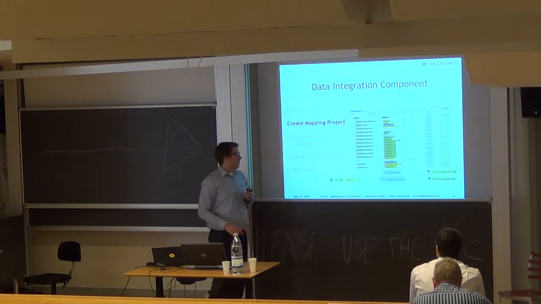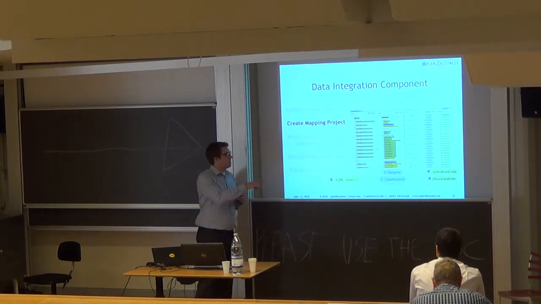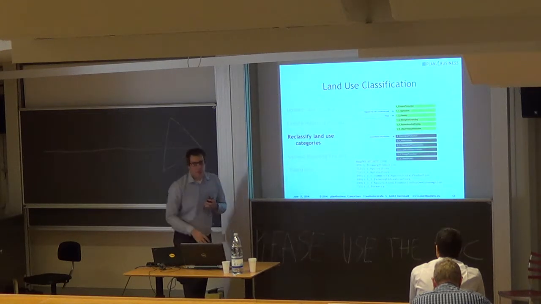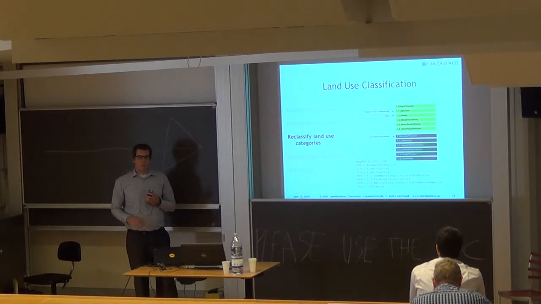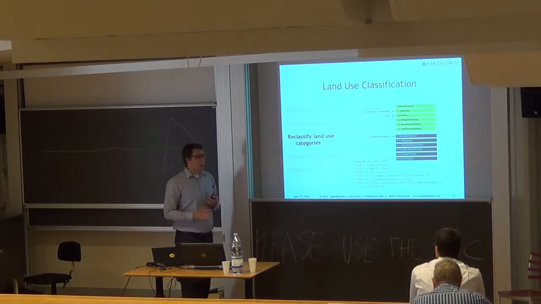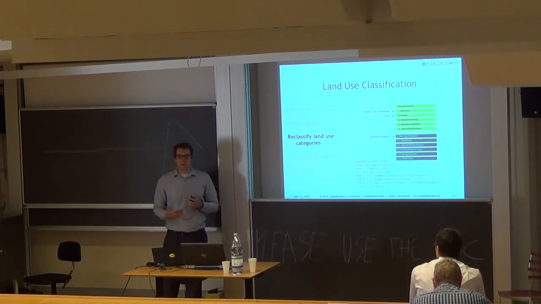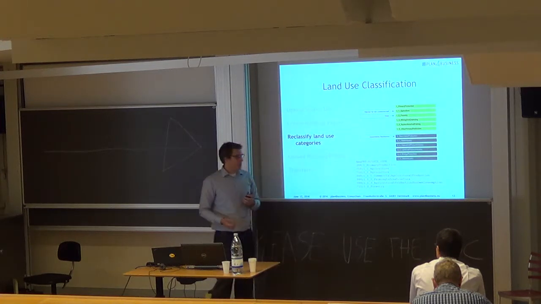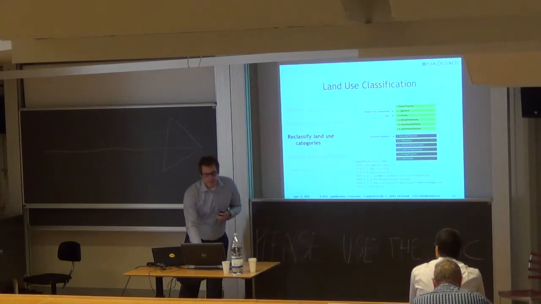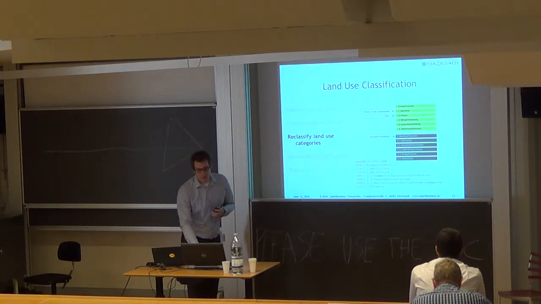If the mapping project is created and the cells are all created, we also need to do the reclassification. So we need to translate the source data land use codes to the target land use classification, the HILUCS classification. This is done and stored in a mapping table, a CSV file for example, and then integrated and loaded into Hale and into the mapping project.